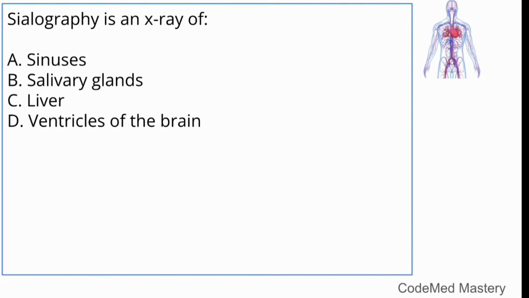Next question. Xylography is an X-ray of option A sinuses, option B salivary glands, option C liver, and option D ventricles of the vein. The right answer is salivary glands, that is option B. Xylography is a radiographic technique used to visualize salivary glands and their ducts.